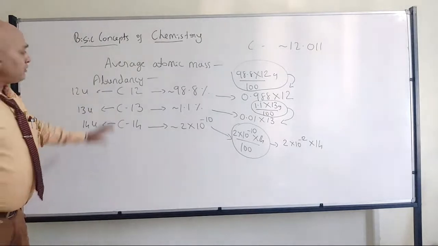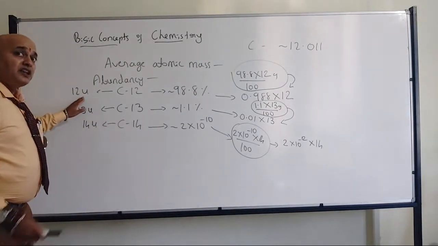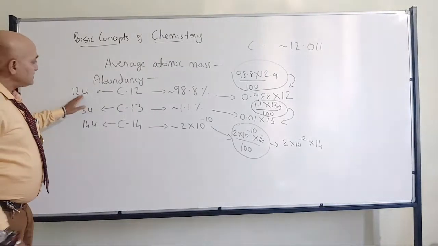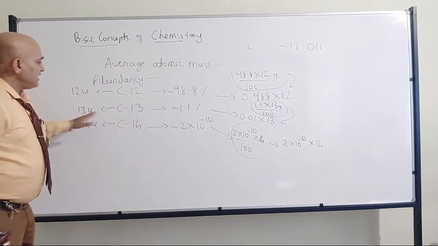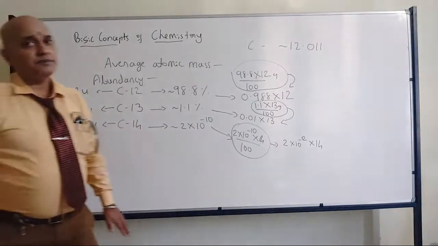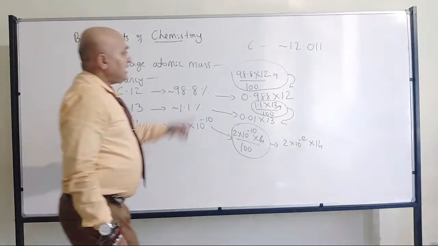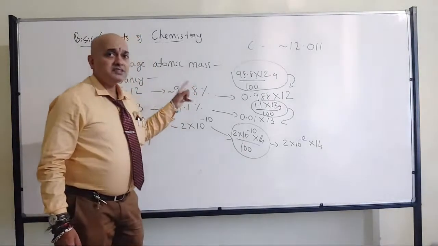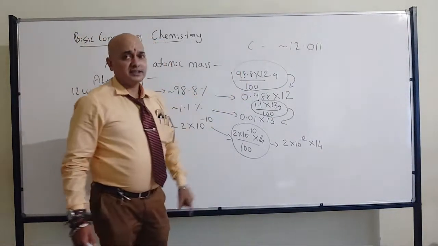Now we know that the atomic mass for carbon 12 will be 12 gram. Expressed in atomic mass unit, it will be 12 U. Carbon 13 will be 13 gram, carbon 14 will be 14 gram, as an individual atom. So while calculating average atomic mass, we will also consider their percent occurrence.